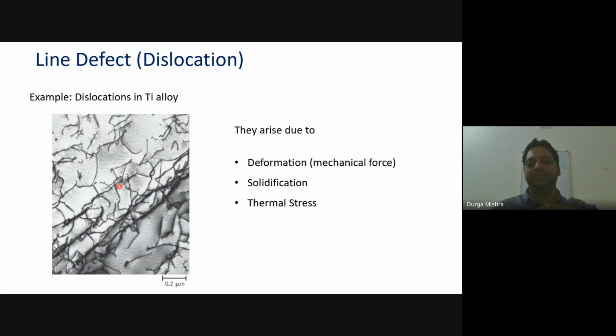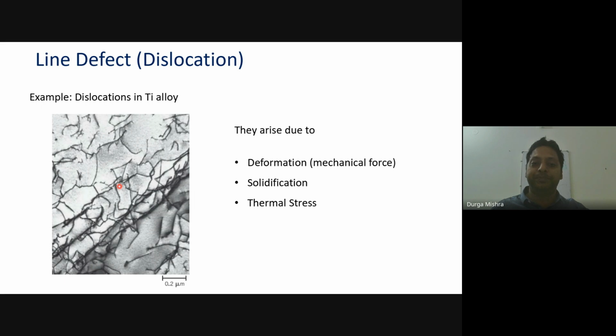And why do they arise? Normally they will arise due to something known as a mechanical deformation, or a plastic deformation. A plastic deformation means you are applying a force, a deforming force or a stress, and you are measuring the strength. Whatever force you apply, you measure the change in its dimension, and you plot that curve. That is what you call a plastic deformation.